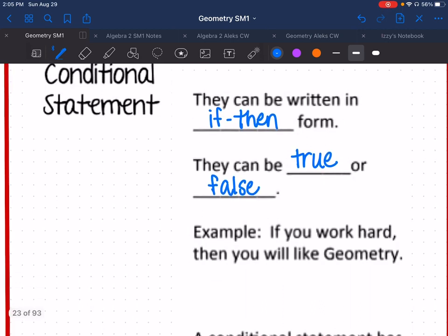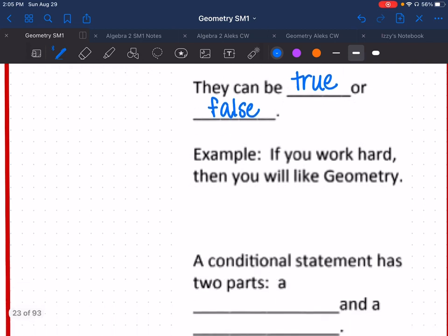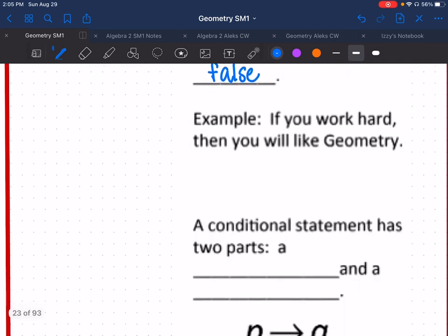If you work hard, then you will like geometry. Notice that we start with the word if, and then we see a comma, we see the word then, and then we see a statement and a period. A conditional statement has two parts. It has a hypothesis. Make sure I spell this correctly. There we go. And it has a conclusion.